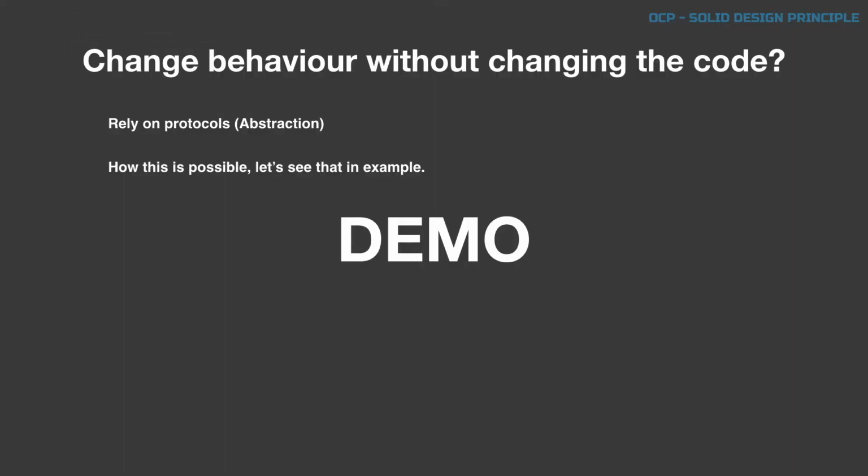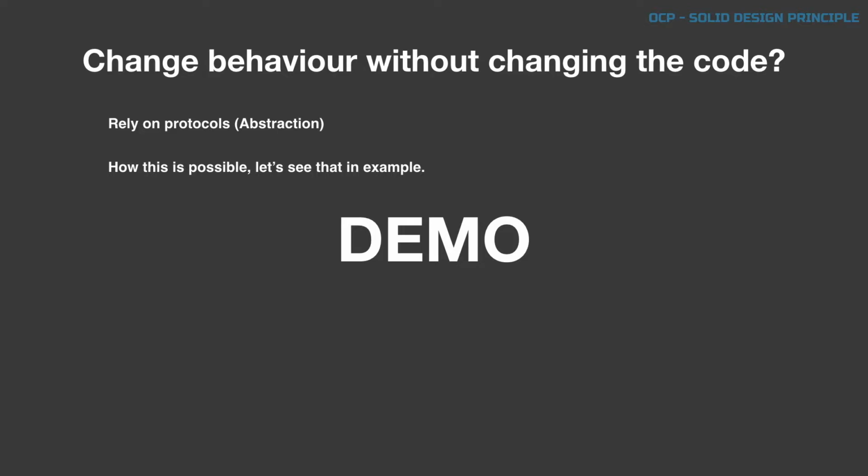Throughout the video, we are talking about changing the behavior without changing the code. So how can this be achievable? We can achieve it by relying on protocols. They are called interfaces in other languages, and we'll understand it once we get into the demo part.